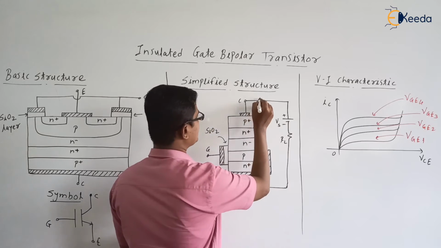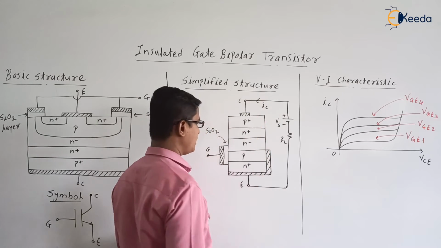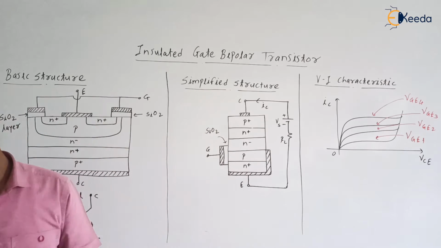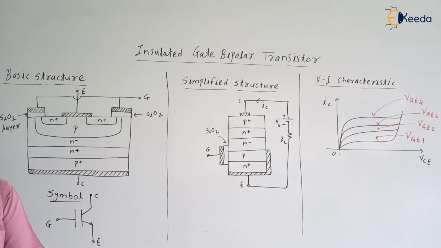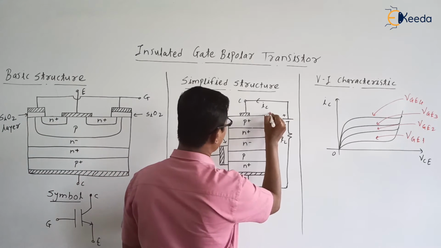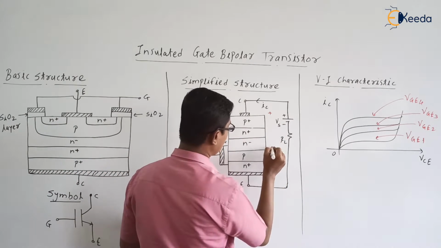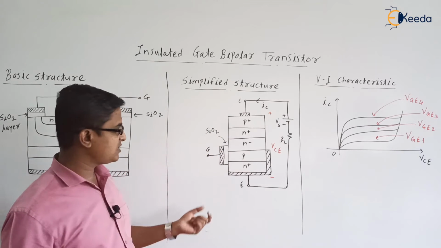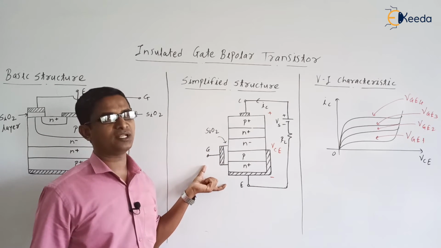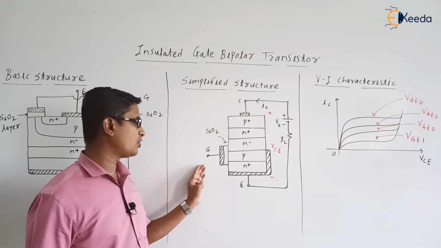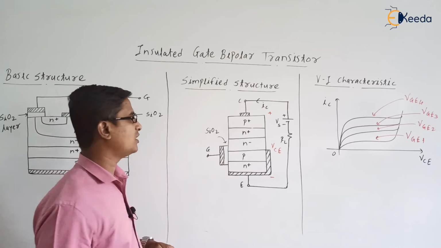Consider this current as IC, and the voltage across the collector and emitter as VCE. Next, suppose initially the gate-emitter circuit is open, which means we have not connected the controlling elements here.